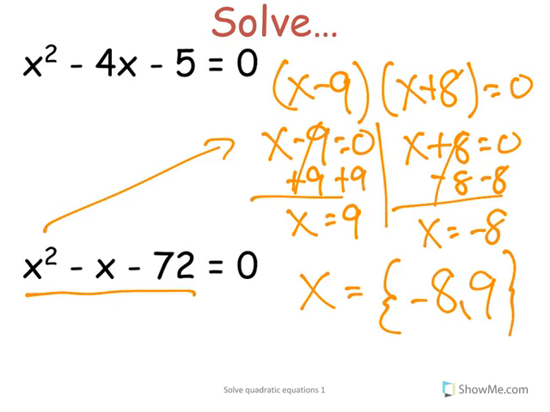And if I want to run through it with 9, it's going to be 9 squared is 81, minus 9 is 72, minus 72 is 0. So we'd see that both of those will check as well.